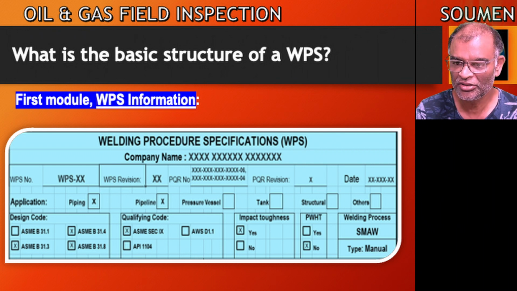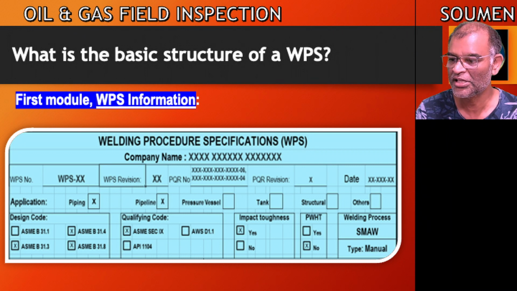Now comes the design code. You see the cross mark means it can be used for any of these design codes: ASME B31.4, B31.8 and B31.3. Why? Because the qualification code is ASME Section 9. All these three codes accept ASME Section 9 as a WPS qualification code. So this is the flexibility for the contractor. One WPS they can use for process piping, they can use for liquid transportation pipeline, they can use for gas transportation pipeline also.